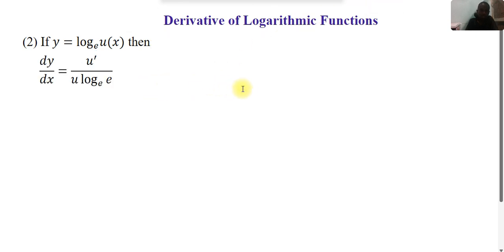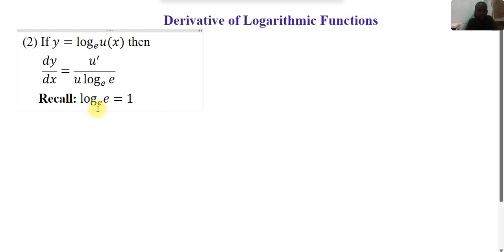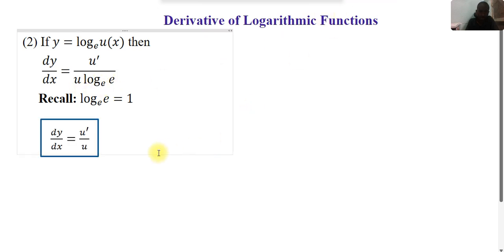So our formula this time around will be u prime over u log e base e. And if you also remember from the law of logarithm that we have done before now, you have log e base e to be equal to 1. So because of that, we are going to replace log e base e that we have here with 1. And that will lead us to this expression, okay?